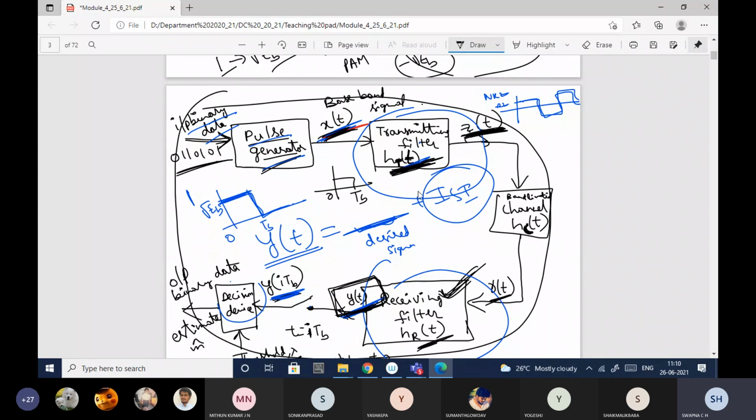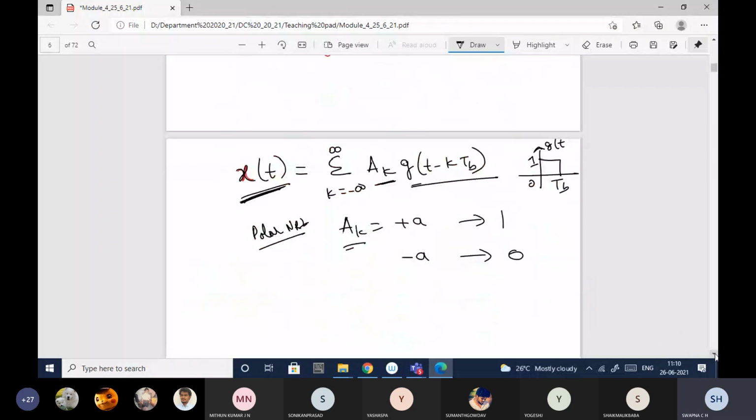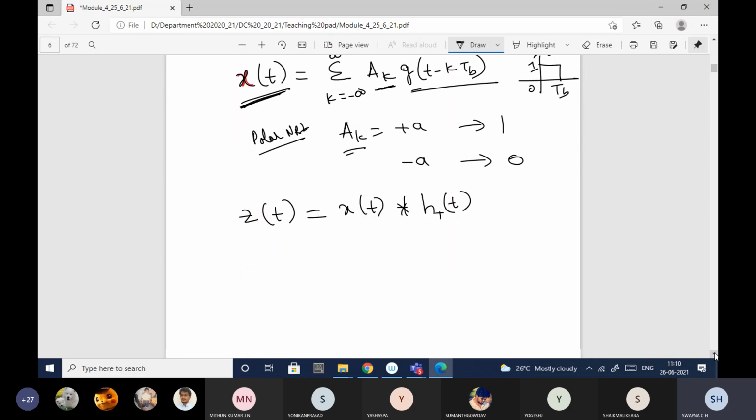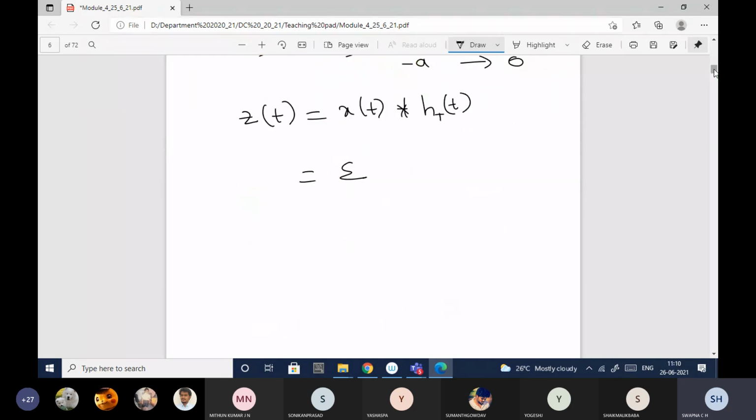So first let me get z of t. I have already mentioned equations related to this, but now with respect to the ISI, I'm just calculating the equations. z of t is nothing but x of t convolved with h_T of t, the impulse response of the transmitting filter. x of t is summation k equal to minus infinity to plus infinity a_k g of (t minus kT_b), and this will get convolved with h_T of t.